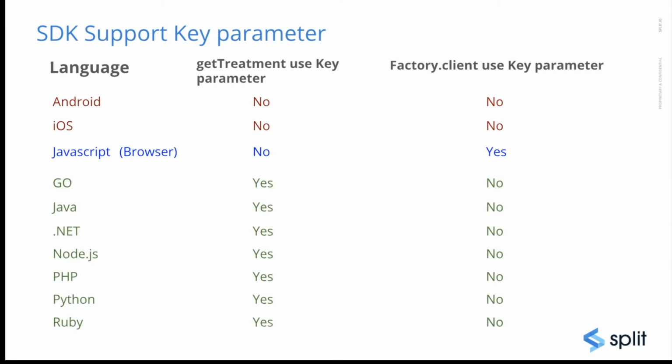All the other server SDKs, like Go, Java, .NET, Node.js, PHP, Python, and Ruby, allow the key as a parameter in the getTreatment call, and we cannot pass it in the client object or the factory object. This way, these languages can download all the segment information for the environment so that they can calculate the treatment for any ID passed in the getTreatment call.